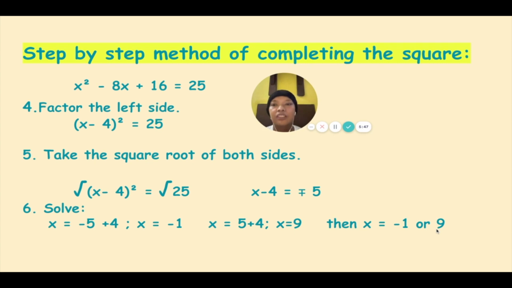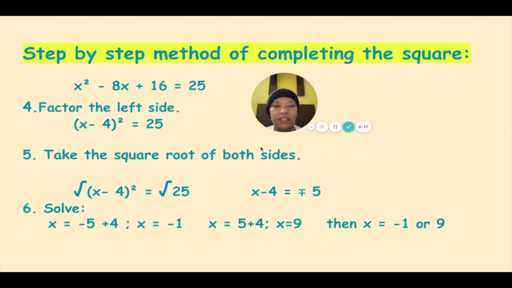Okay? So, yan po yung sagot natin sa ating equation by completing the square. By the way, you can check that. Lagi nyo pong pwedeng i-check yan. So, pag sinubstitute nyo po yung negative 1, try po natin yung negative 1. Negative 1 squared is 1. Minus 8 times negative 1, that is positive 8. Plus 1, that is 9, plus 16 is equal to 25.